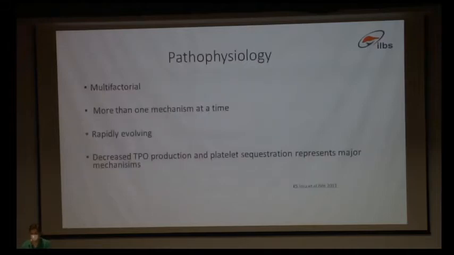The pathophysiology, unfortunately, is still evolving, even though this has been known for a very long time. It is multifactorial. Sometimes even more than one mechanism can be at play at one time. It is rapidly evolving. And the two most important mechanisms are decreased thrombopoietin production as well as platelet sequestration.